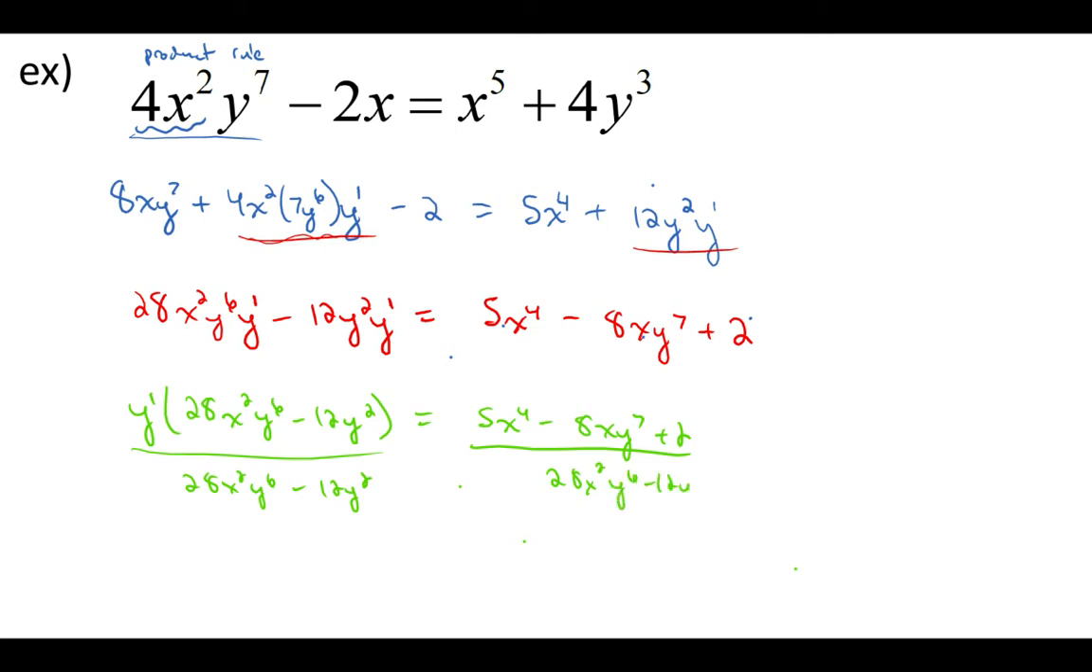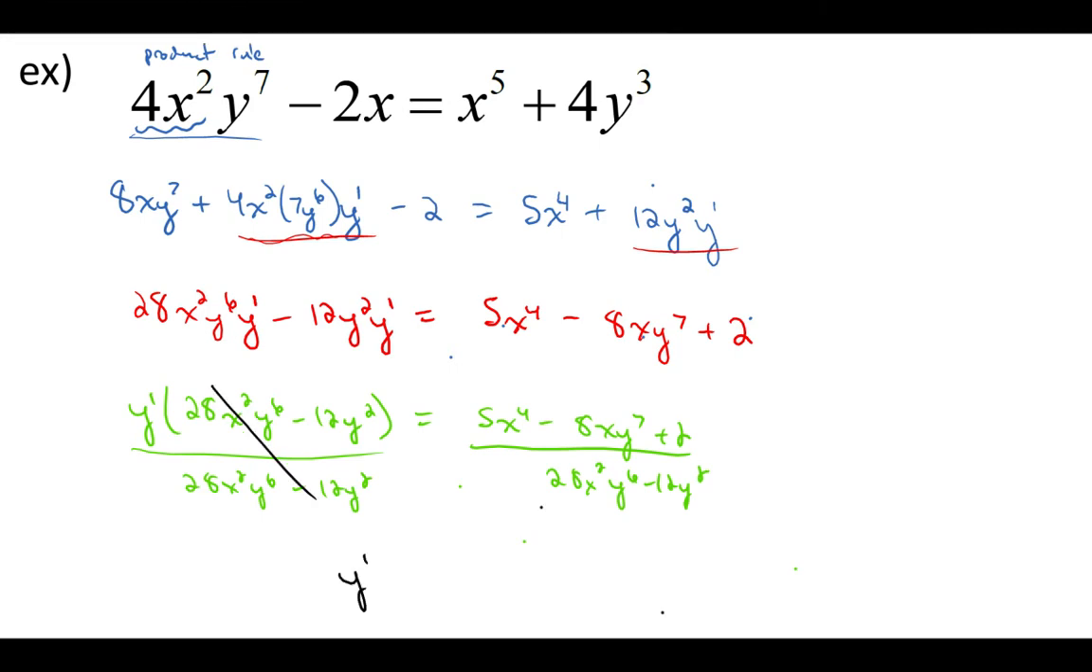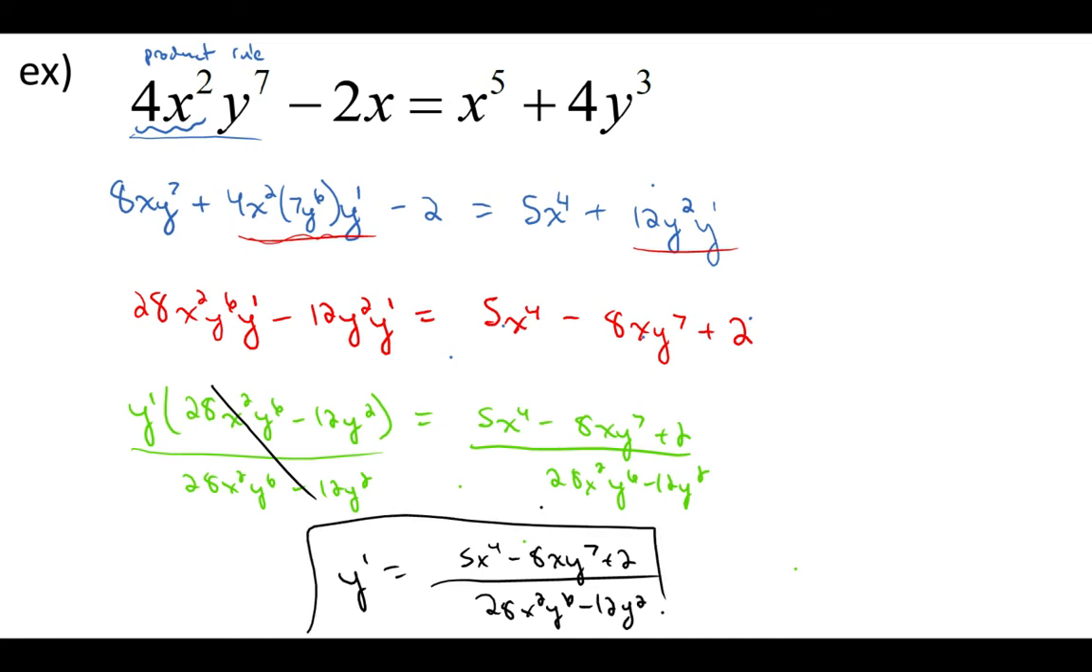Does not look prettiest again, but this is your final answer for y prime. Just going to write it out. y prime equals 5x to the fourth minus 8xy to the seventh plus 2 over 28x squared y to the sixth minus 12y squared. There we go.